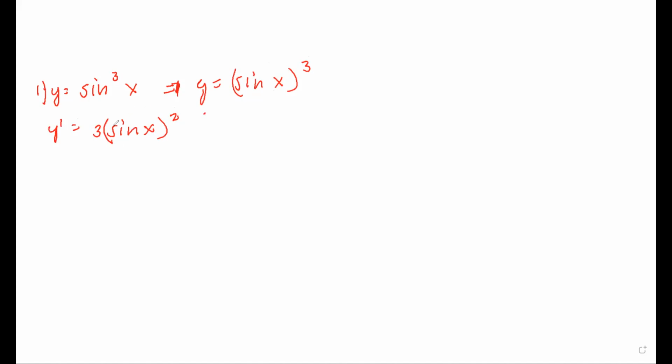So, hindi tayo natatapos dun kasi nga, the derivative of the outside muna, multiply to the derivative of the inside. So, derivative of sine x is cosine x. So, this is then the derivative. So, y prime will be equal to 3 sine squared x times cosine x. So, that's the derivative of sine cube of x. Okay? Okay, let's have another.